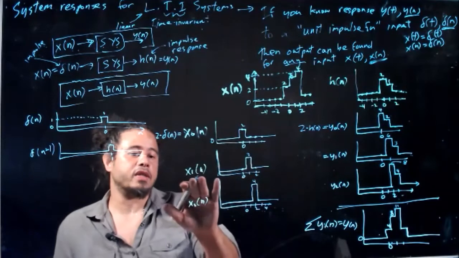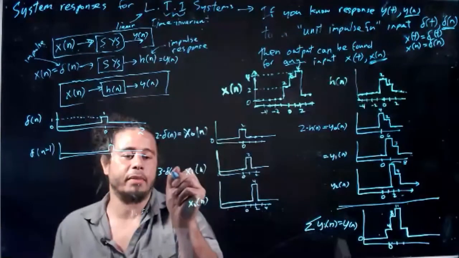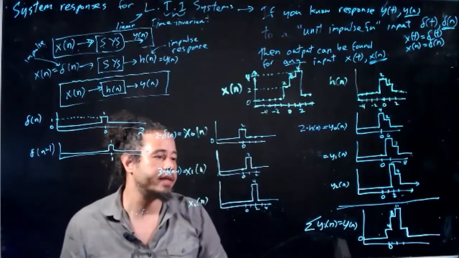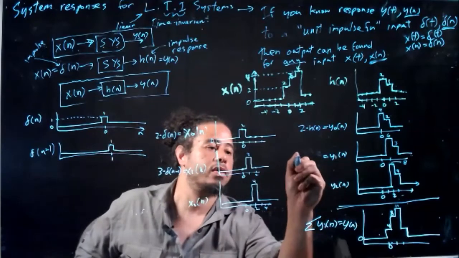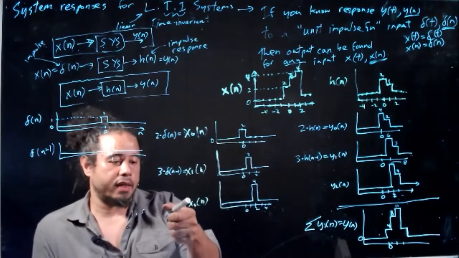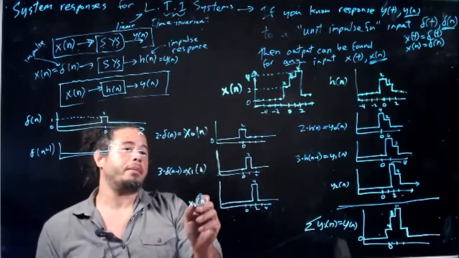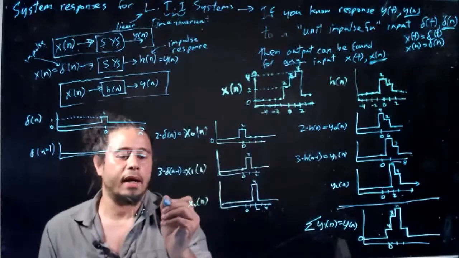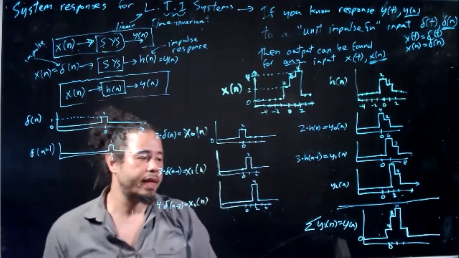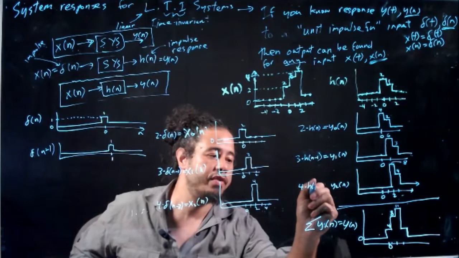Okay? Analogously, x1 of n is equal to 3 times delta of n minus 1. That's what I should have written for x1 of n rather than y1 of n. Okay? And correspondingly, y1 of n is going to be 3 times h of n minus 1. And again, if we do this for x2 of n, since it is 4 in height, it's going to be 4 times delta of n minus 2. Okay? And then the output, y2 of n, would be correspondingly 4 times h of n minus 2.